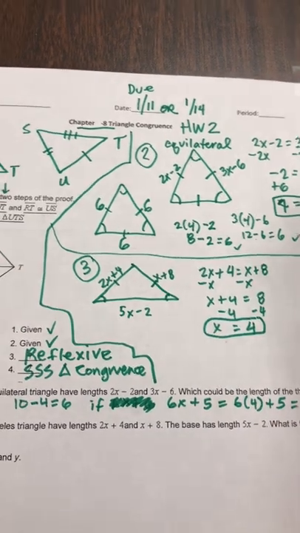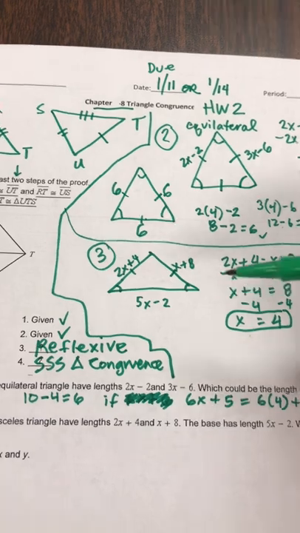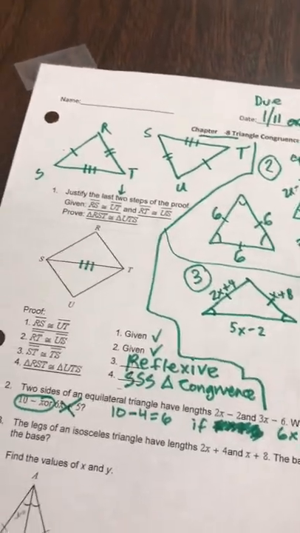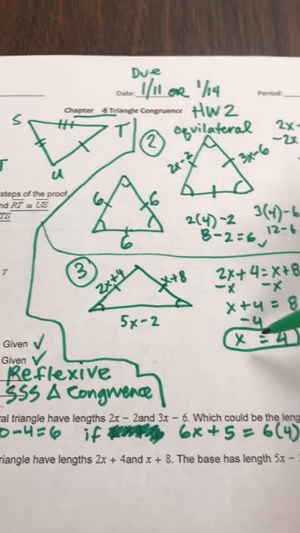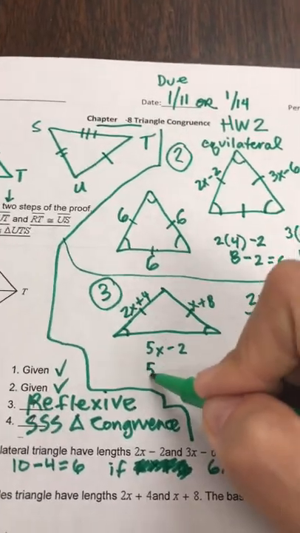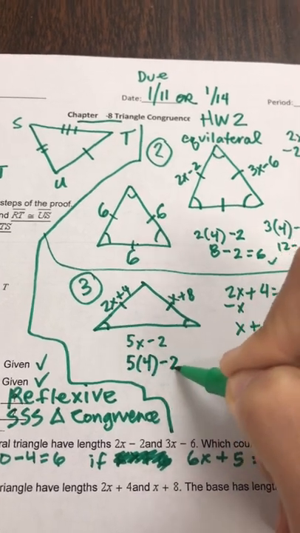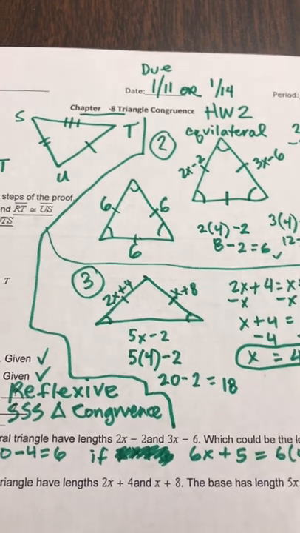So we get x is equal to 4. Now we can plug this back in. This one is very similar to the one that was in our foldable question 3. So now that we know the answer is 4, we can plug that back in. So 5 times 4 minus 2 would be 20 minus 2, or 18.